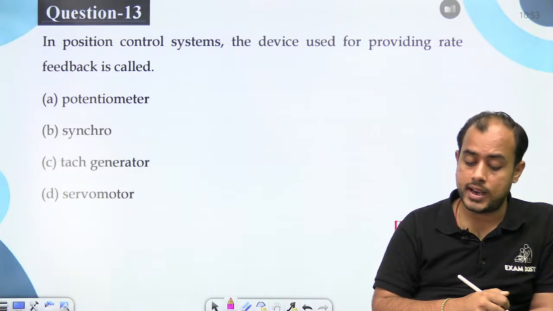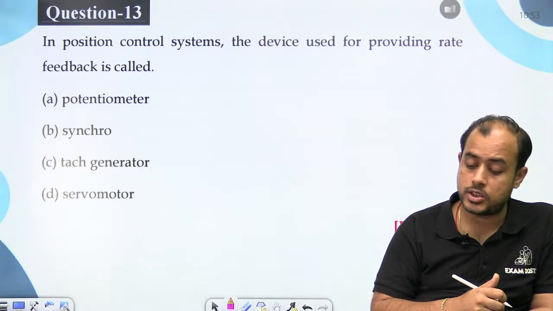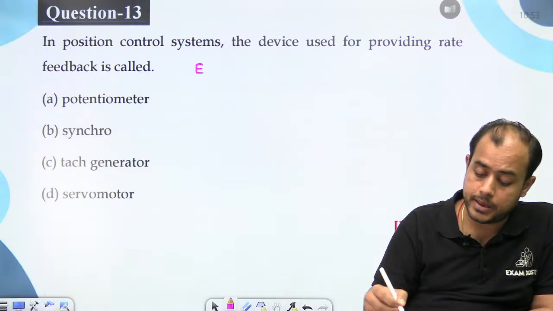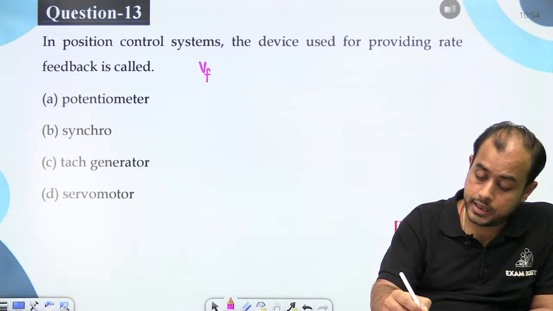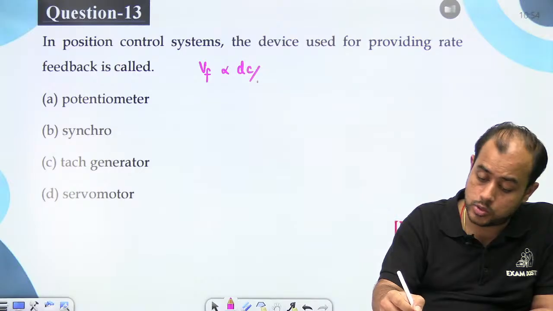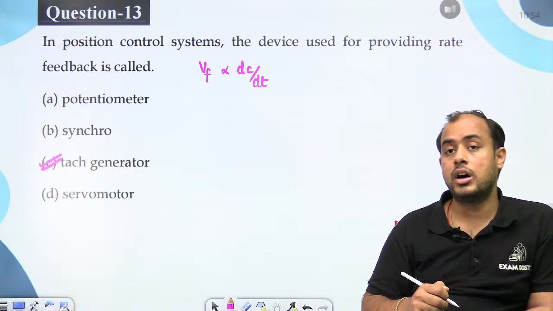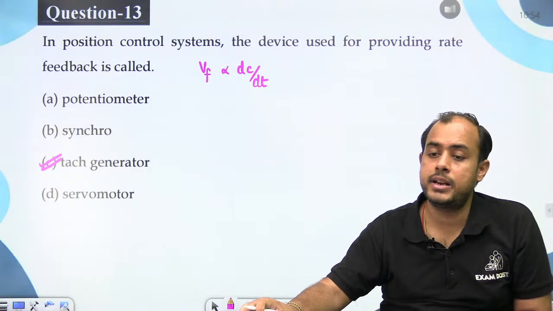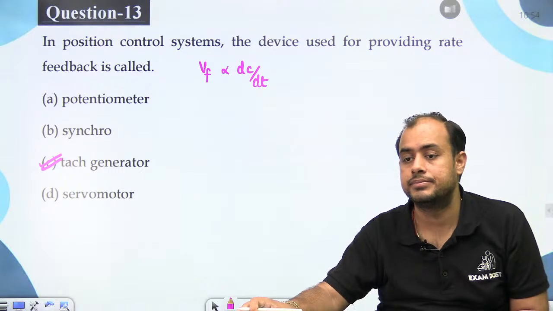ESE 2012. In position control system, the device used for providing rate feedback. Rate feedback means feedback voltage is proportional to dc by dt. Tachometer, because it will give you K into S. रेट फीडबैक माने डेरिवेटिव फीडबैक, दैट इज टैकोमीटर.